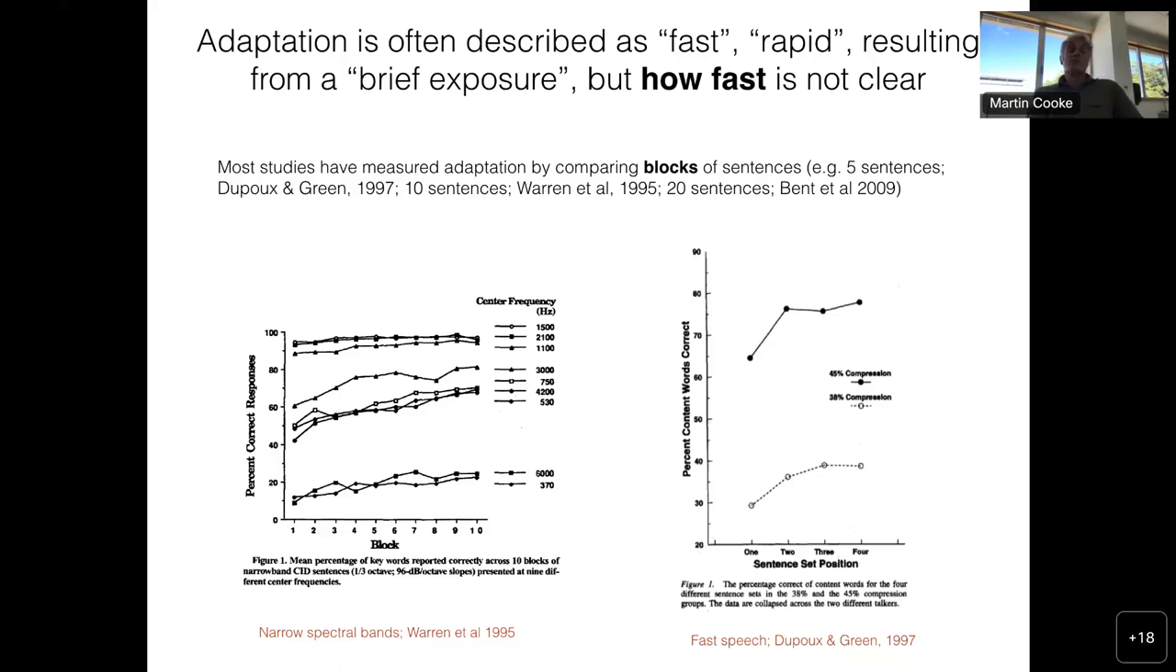Now, most studies have used blocks of sentences and then compared blocks. And those blocks might have 5, 10, 20 sentences in them. So here's a couple of studies. This is from Richard Warren's lab, looking at adaptation to spectral bands of speech, which is another one of the conditions that you'll be seeing in one of my studies. So these are blocks, and there are 10 sentences per block, and we see for different bands, we see a clear improvement with time. So that's what I mean by adaptation there. This is another early study looking at adaptation to fast speech, two different rates of speed, two different speeds of speech. And again, we see blocks here. These are blocks of five sentences.